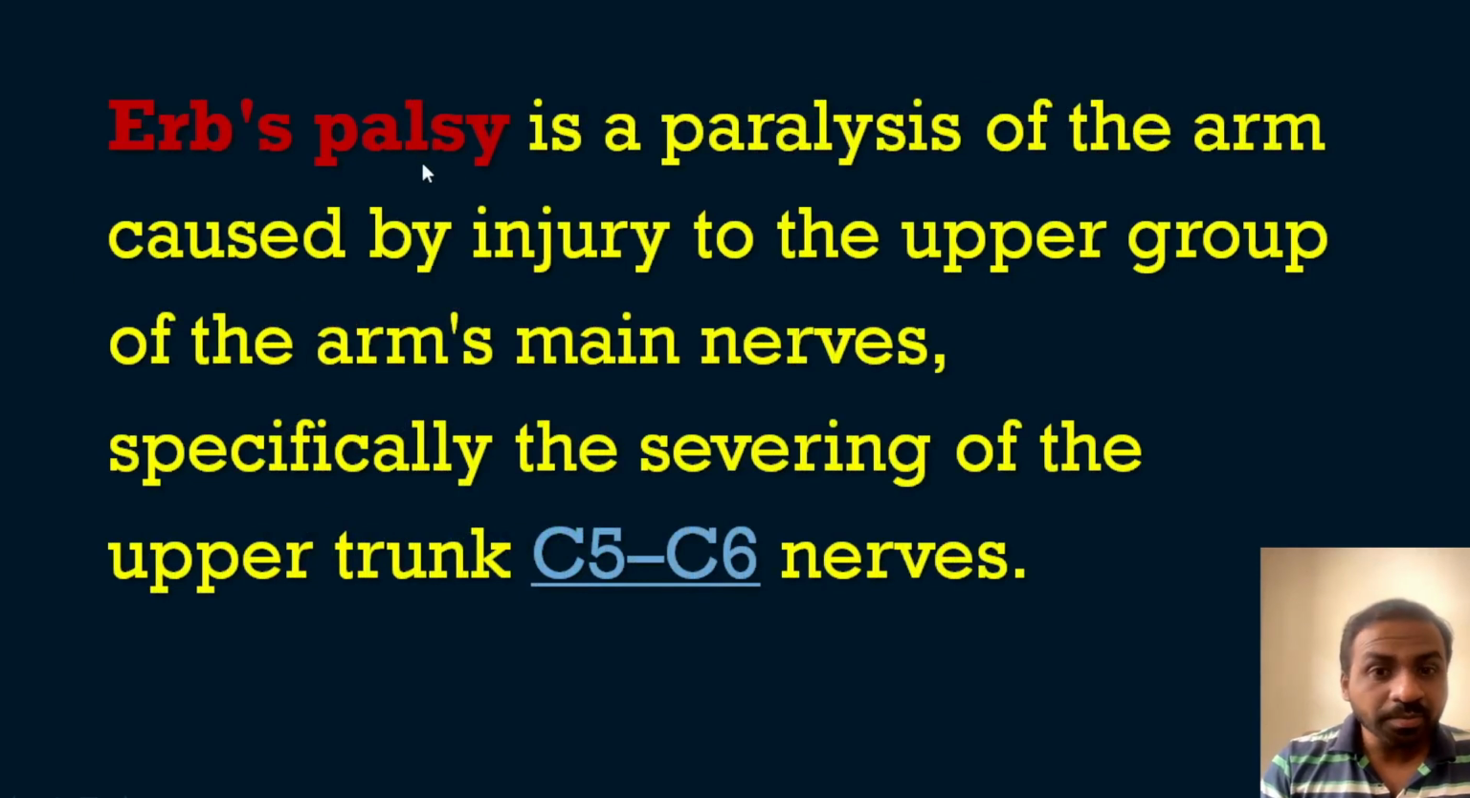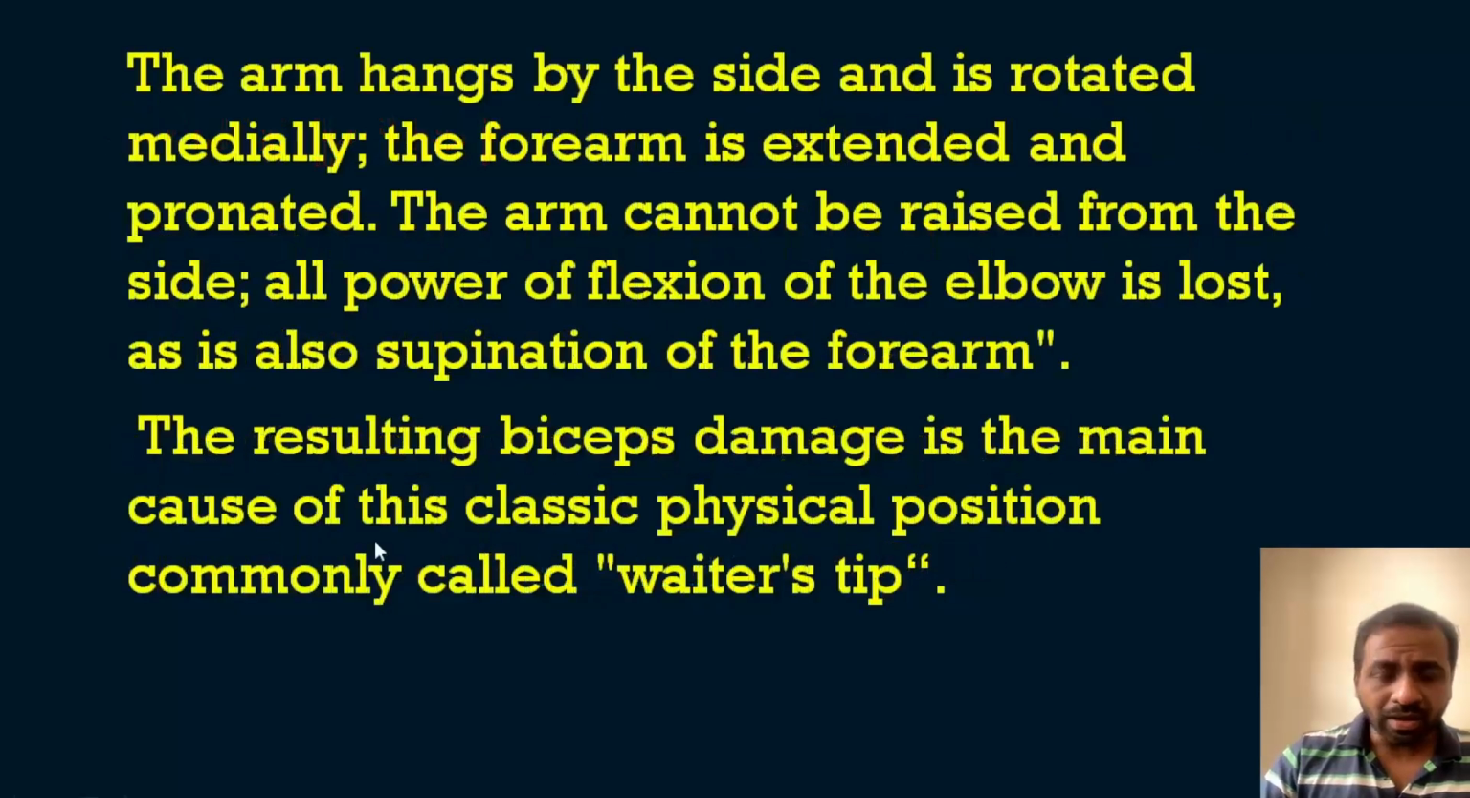So what is Erb's palsy? Erb's palsy is the paralysis of the arm caused by injury to the upper group of the arm's main nerves, specifically those serving the upper trunk, C5 C6 nerves. So what will happen if Erb's palsy happens? The arm hangs by the side, rotated medially, and the forearm is extended and pronated.